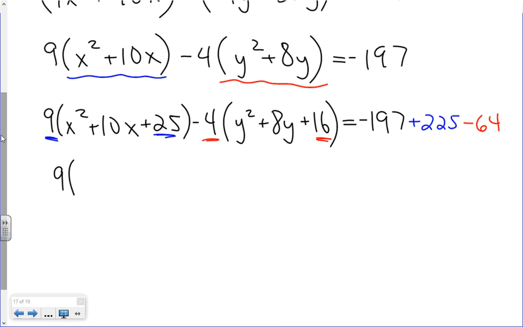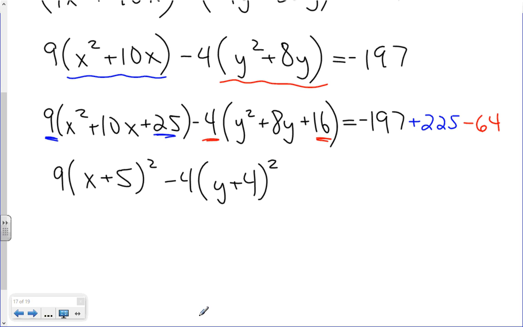Leave your 9 out front, and then x squared plus 10x plus 5, or sorry, plus 25 becomes x plus 5 squared. And then it's y squared plus 8y plus 16, that's y plus 4 quantity squared. And then let's simplify the value that we've got over there on the other side.